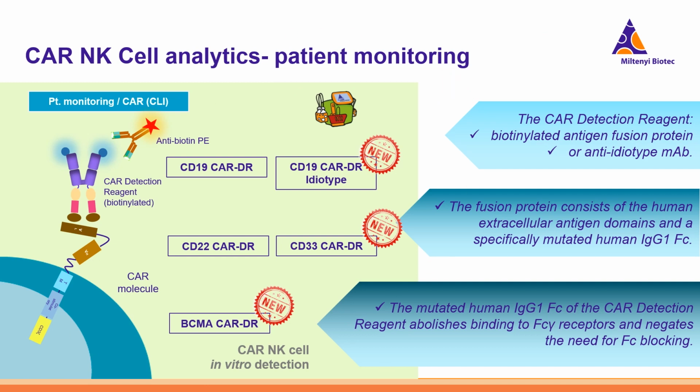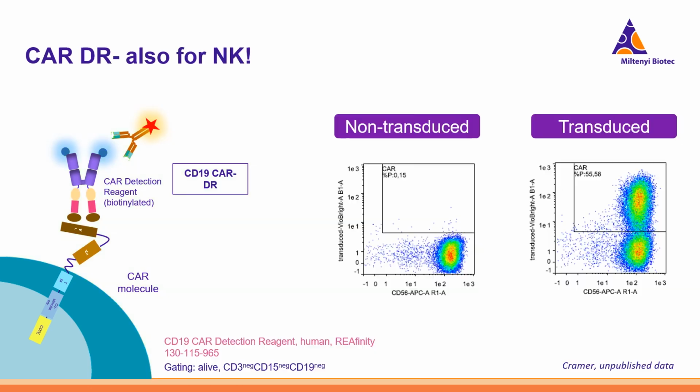We have more in the pipeline as well. And these, of course, we have also tested for the natural killer cells. Here you can see an example for the CD19 CAR detection reagent, the untransduced natural killer cells in comparison to the transduced natural killer cells with the CD19 CAR.